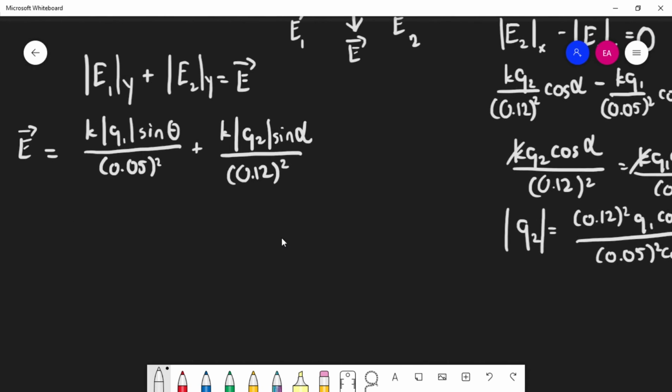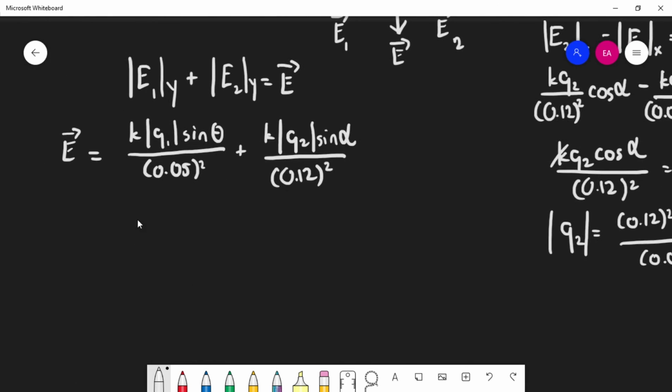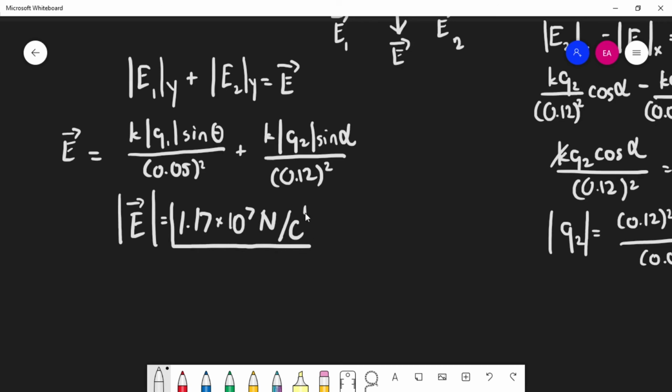Place all of these in your calculator and we would get the magnitude of E would be equal to 1.17 times 10 raised to 7 newtons per coulomb. That is our final answer.